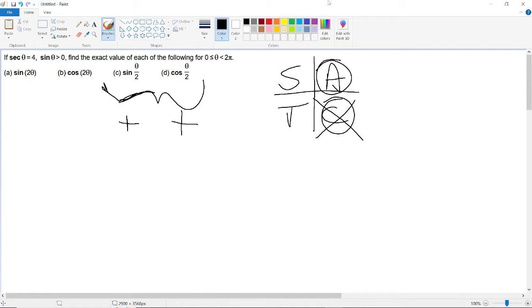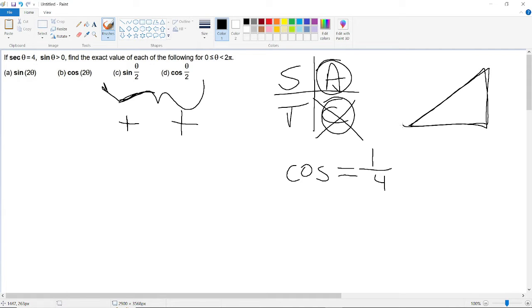Secant is equal to 4. That means cosine is equal to 1 over 4. It's the reciprocal. So let's draw our triangle. We don't have to worry about positive or negative signs here because we know whether the actual functions are positive or negative. There's theta. Cosine is 1 over 4. So 1 over 4. What does that make the other leg?